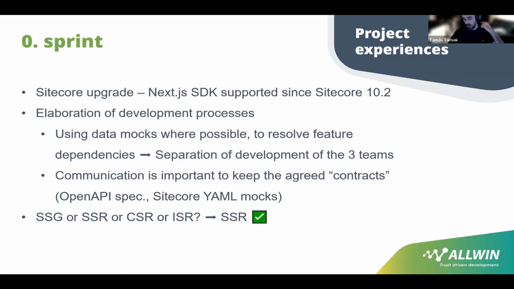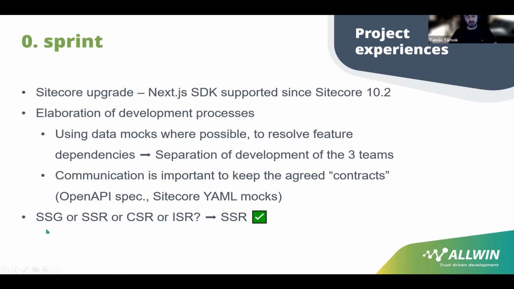So to resolve this, we used mocks wherever we could. So we use mocks for API calls. It was quite easy to set up in Next.js. It's really easy to mock APIs and create API endpoints. And in these mocks, we had to agree, of course, on the schema of the API responses. And we used Open API specification for that. And of course, we also did Sitecore YAML mocks. So, for example, Sitecore developers were also playing a lot around the YAML mocks to support the front-end devs.